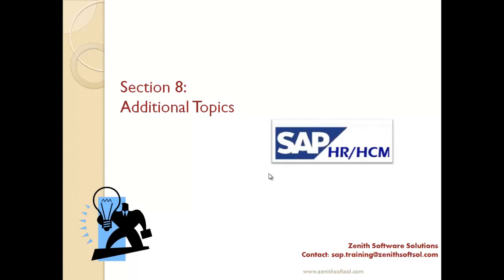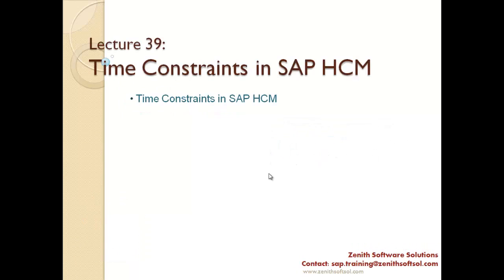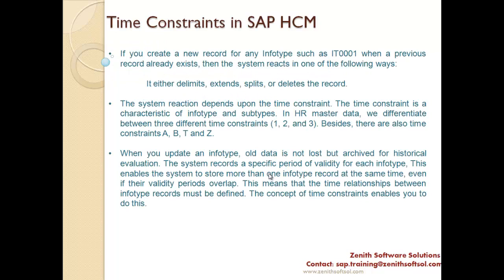Hello everyone. In this lecture 39, we will understand the concept of time constants in SAP HCM. If you create a new record for any infotype such as infotype 1 when a previous record already exists, then the system reacts in one of the following ways.